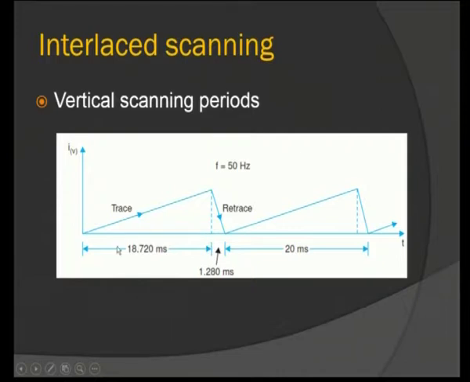The same applies to vertical scanning, which is slower compared to the horizontal scanning, having a frequency of 50 Hertz. The trace period will be 18.72 milliseconds and the retrace period will be 1.28 milliseconds. Totally, the period will be 20 milliseconds.